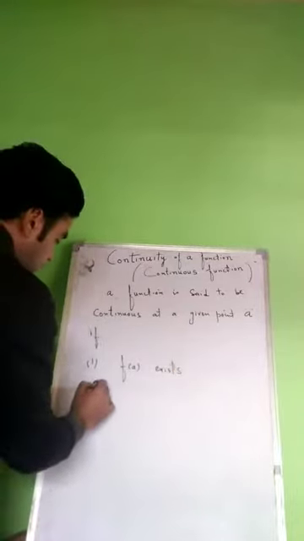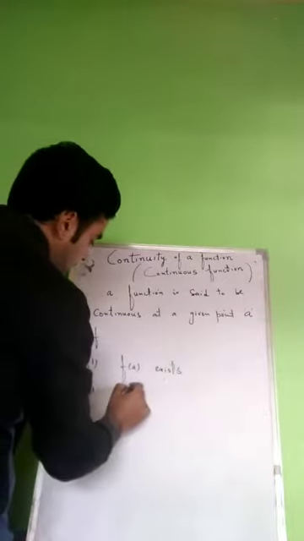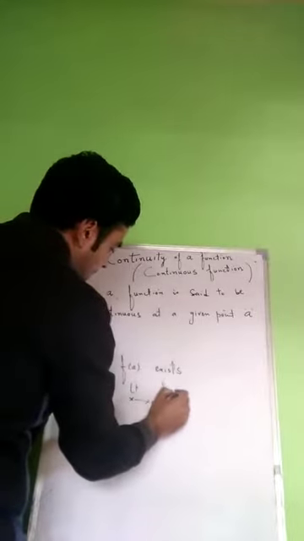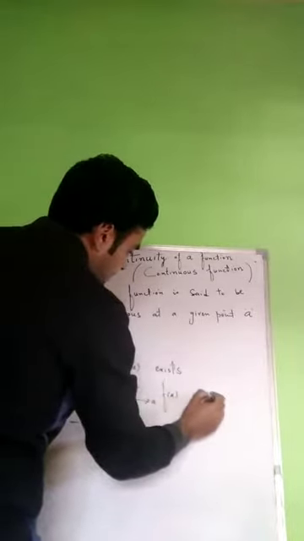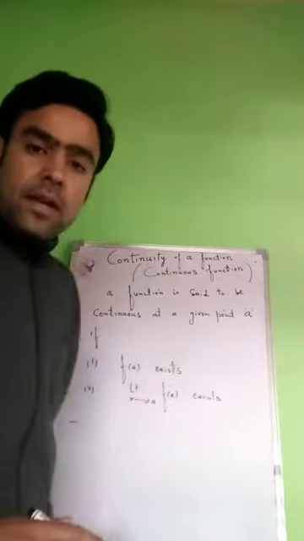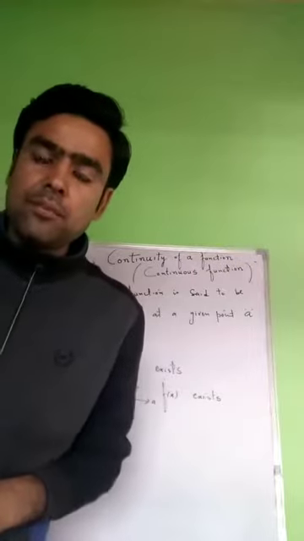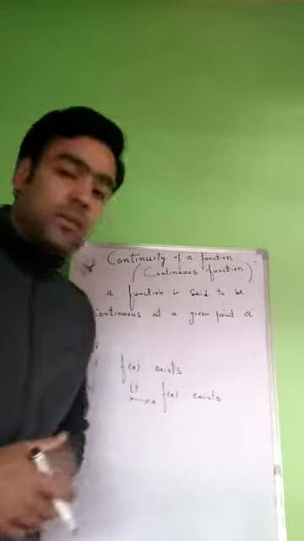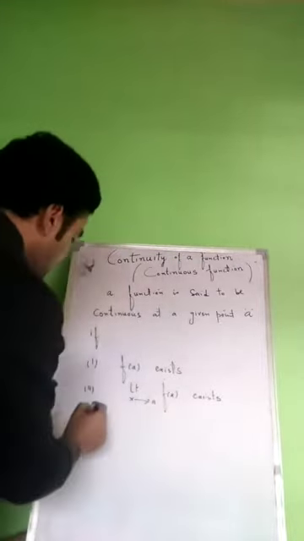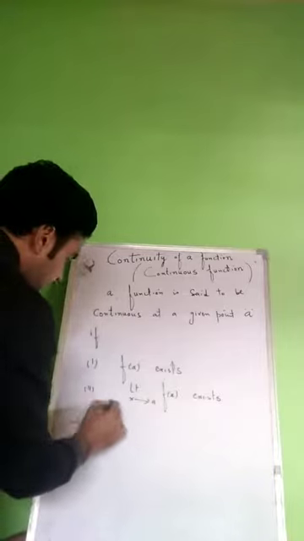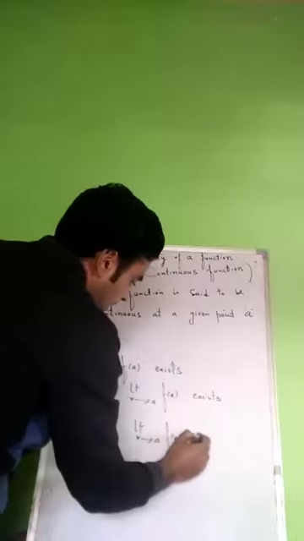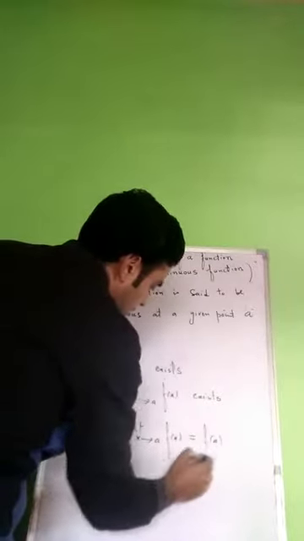Number two, limit x tends to a, f of x exists. That is, the value of the function at the given point exists, and also the limiting value exists at that point. Number three, the limiting value must be equal to the value of the function.